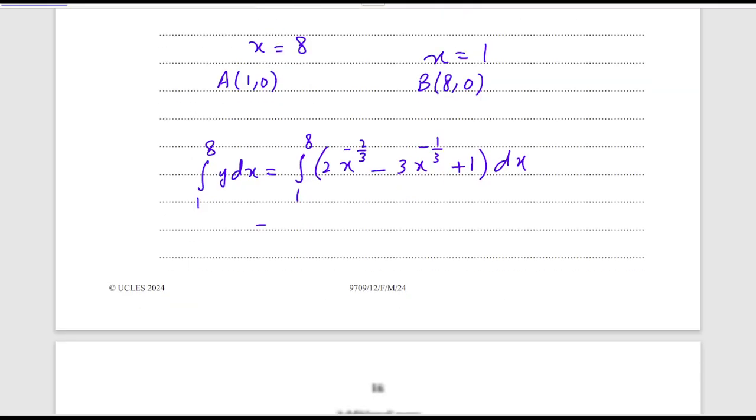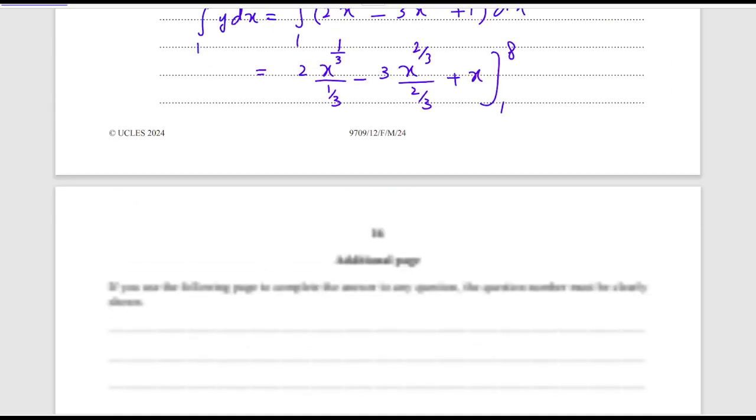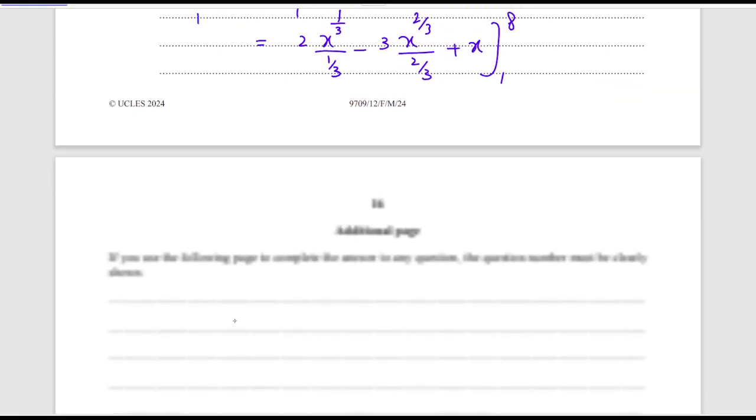Now apply the power rule. This equals 2x raised to the power, add 1 to the power, divide by the resulting power. Same for the second term, add 1 to the power, divide by the resulting power. The integral of 1 is x. Since it's a definite integral, we will not add a constant c. Continue on the additional page. So this equals 6x raised to the power 1 over 3 minus 9 over 2 x raised to the power 2 over 3 plus x, with limits 1 to 8.